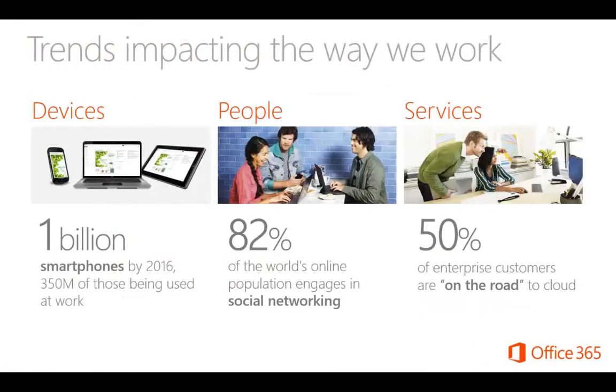We also took a look at the ways in which the world was changing. In our increasingly mobile world, analysts predict that there will be over 1 billion smartphones in use by 2016. They expect that over 126 million tablets will be used in the U.S. alone. At the same time, the vast majority of the world's online population engages in social networking. Employees want to be able to share and collaborate at work like they do at home, and businesses would love to foster that collaboration while retaining control over the information that is shared publicly. Finally, we saw that over half of our enterprise customers were on the road to the cloud.